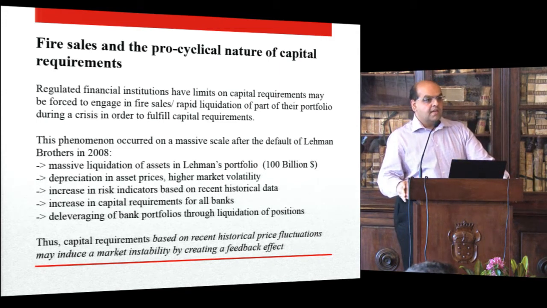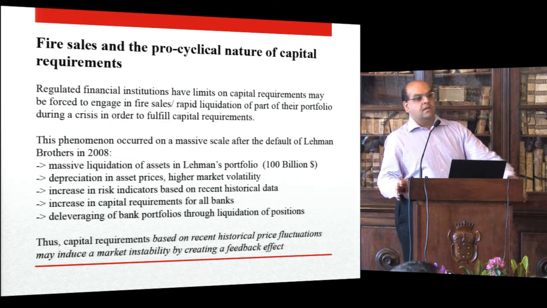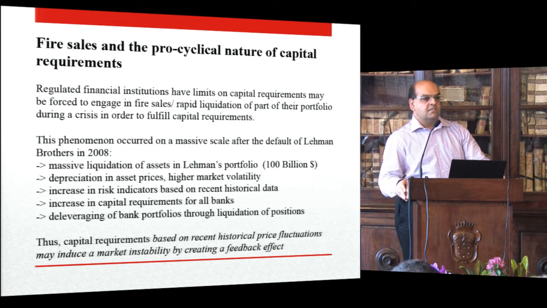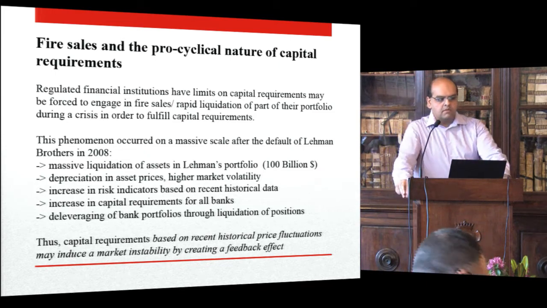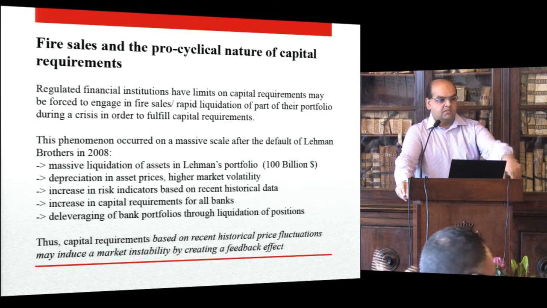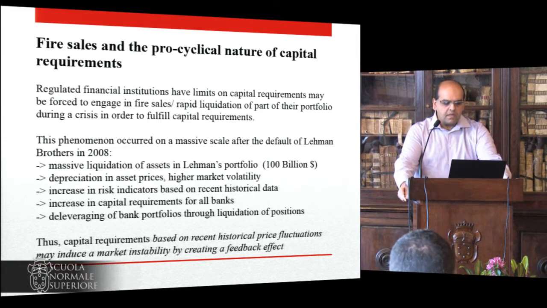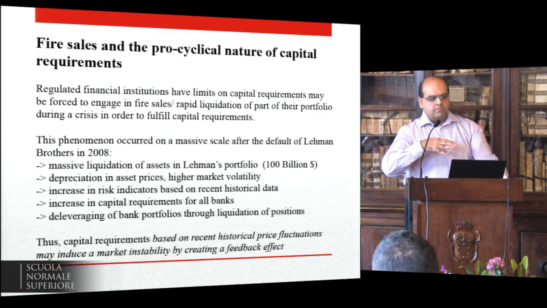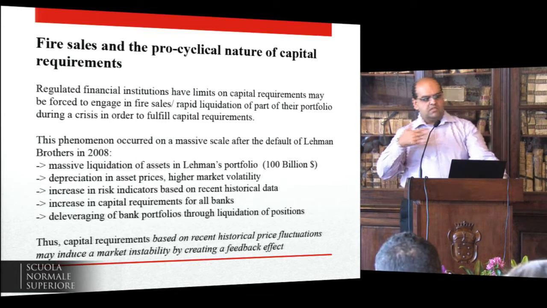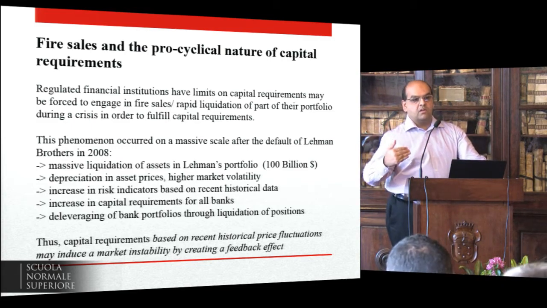Now all of a sudden you have to either raise your capital or decrease the sizes of your positions so that the ratio of capital to size is constant or above a certain level. Typically, in the crisis situation, it was very difficult for banks to raise capital all of a sudden from outside. So what everybody did was try to sell off part of their position to deleverage their portfolio. And this led to the sales of assets across bank portfolios all across the board.